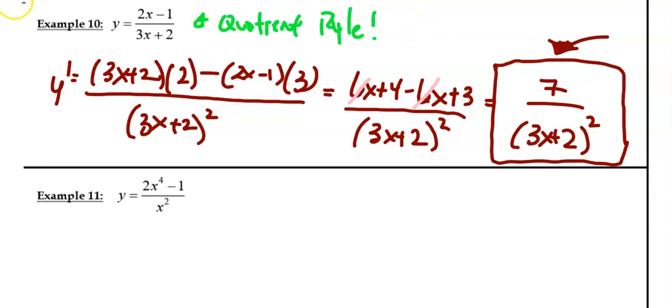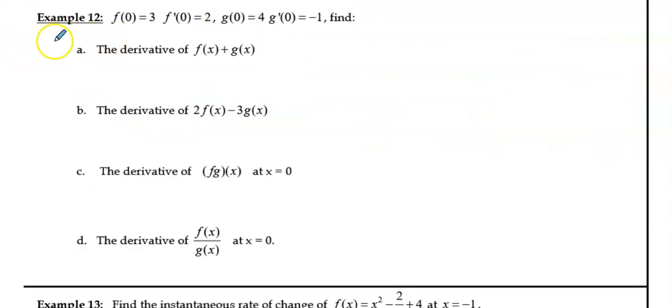What I want to do to finish up is just tie all the videos in, as I usually try to do, with one more example. So let's go ahead and look at it. So this last example is going to be pretty much just solidifying what we just did in the first 3 videos. Okay, so it says the derivative of f of x plus g of x. Well, this goes back to the power rule. You can simply just add the derivatives independently.